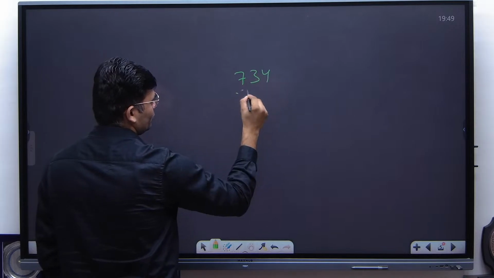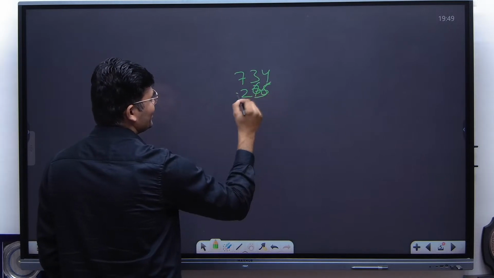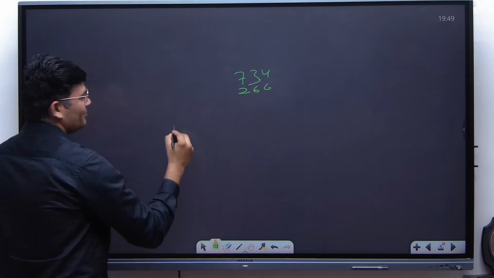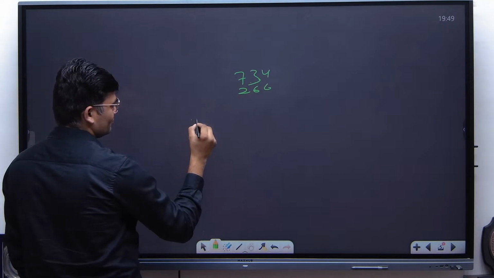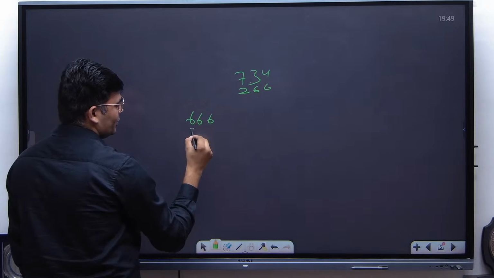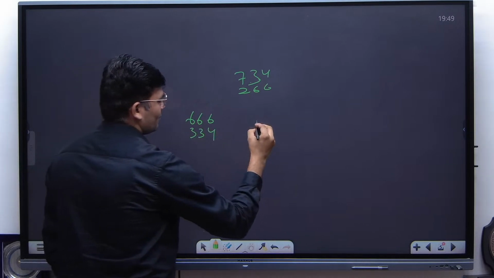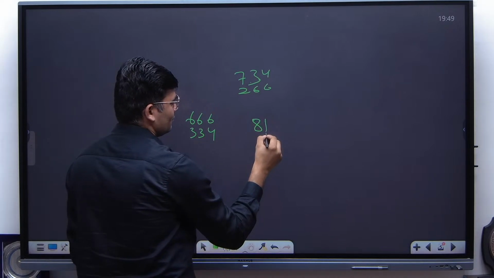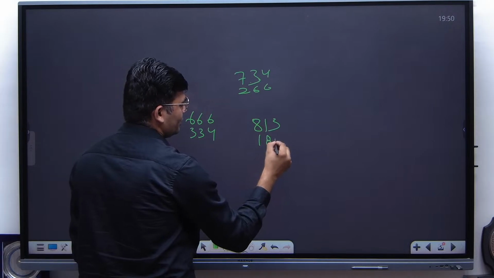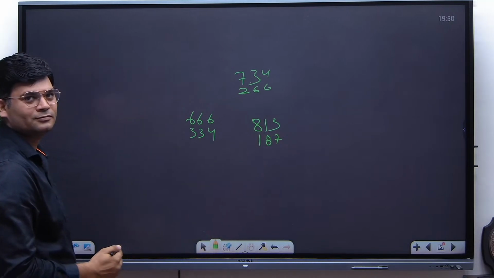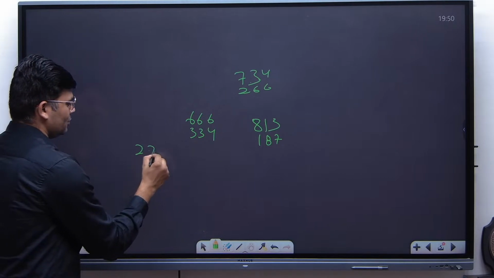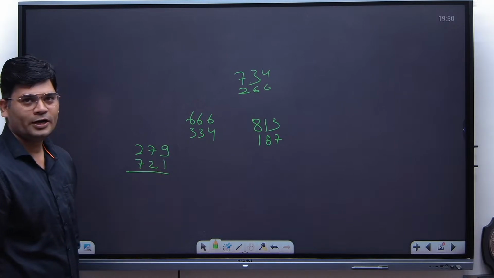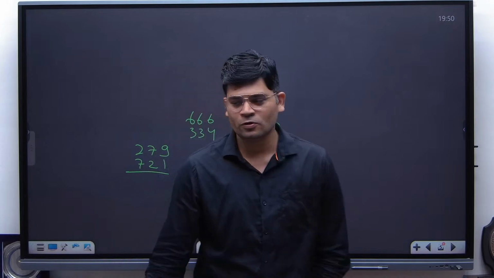734. So it is going to be 265. Sorry, 266. Next number. 666. So it is 334. 813. So it is going to be 187. 279. Okay, so it is going to be 721. Alright. This is how you should also answer me.